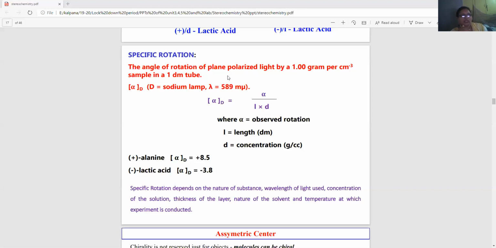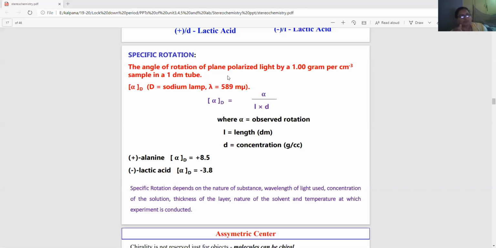Examples are given for alanine and lactic acid. For alanine, positive, alpha D is equal to plus 8.5, and for levo lactic acid, it is given as minus 3.8. So these are the calculated values which have been given.